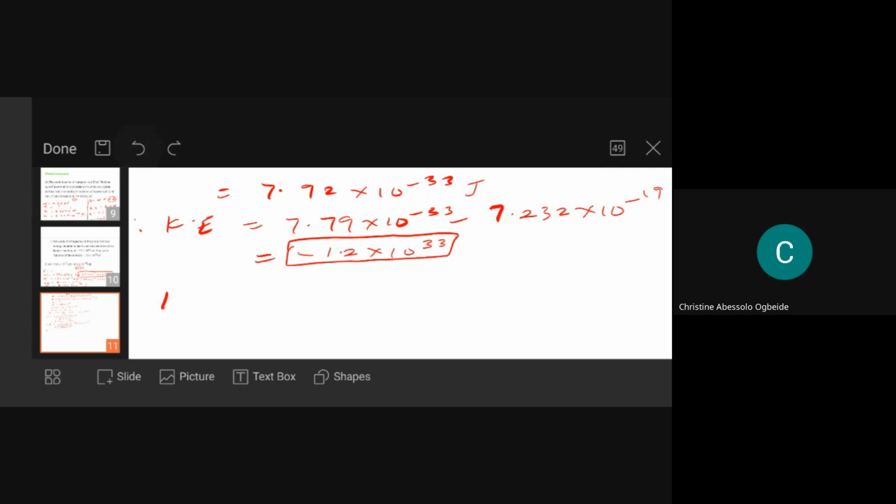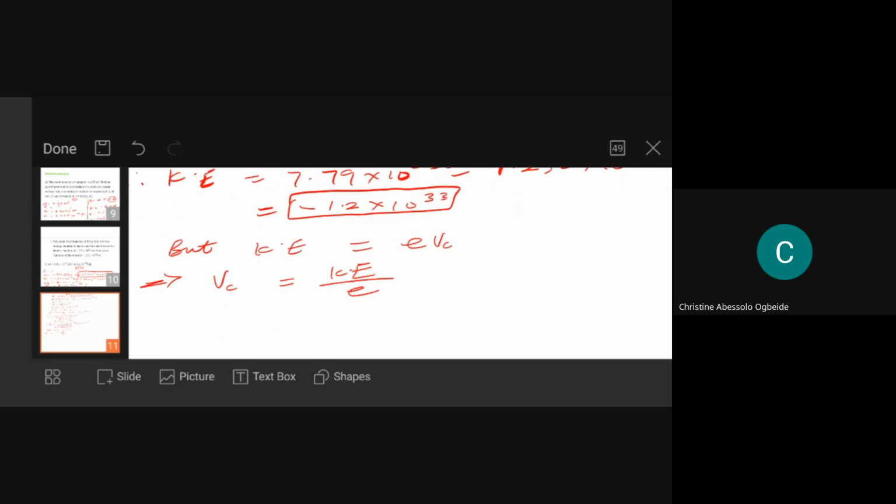KE is equal to eVc. So it implies that our cutoff potential Vc is equal to KE divided by e, where e is the charge of the electron. So clearly I'll be having minus 1.2 times 10 to the 33, everything there, divided by 1.6 times 10 to the power of minus 19.